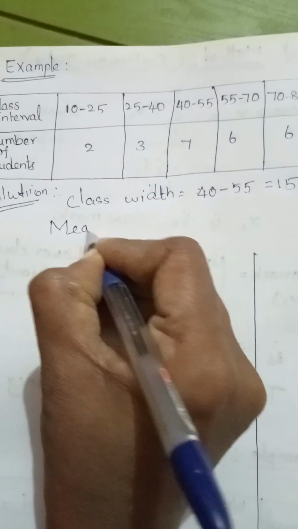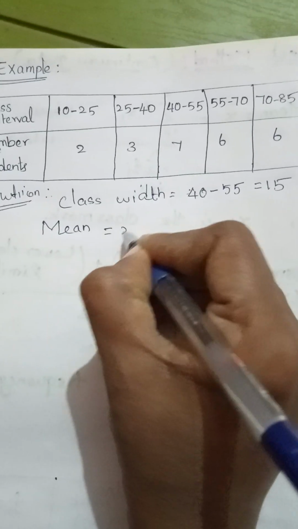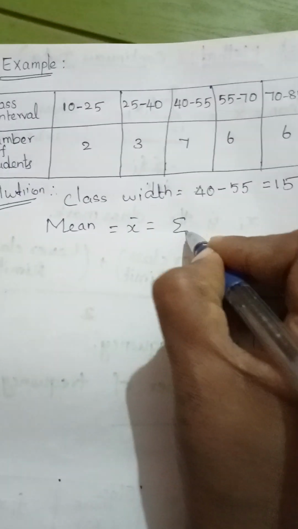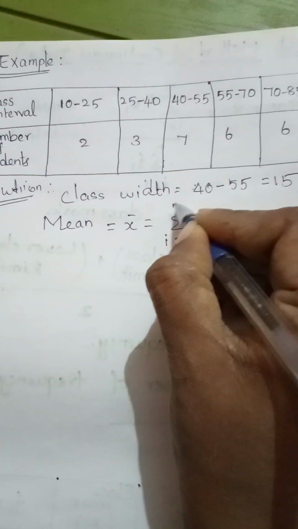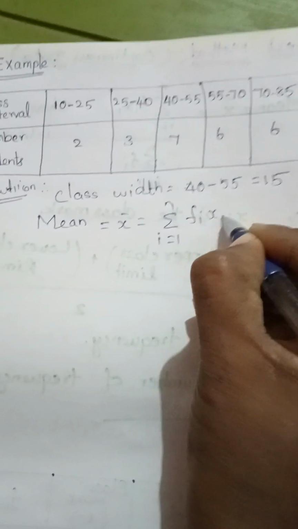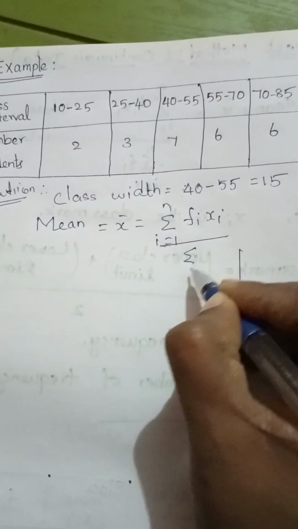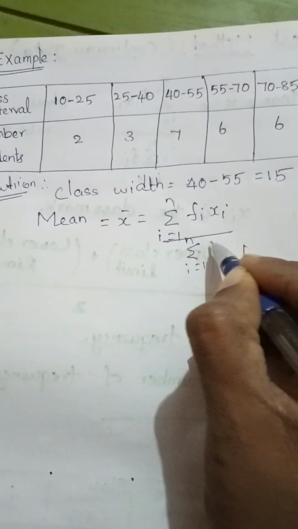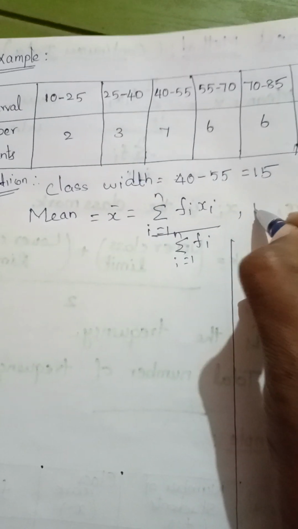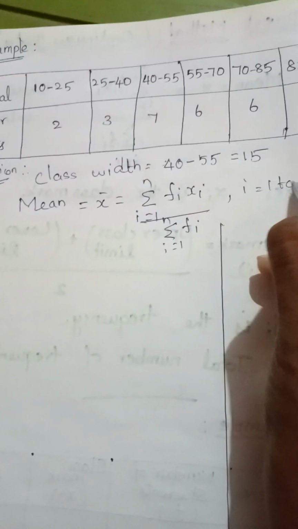Next, you know the formula: mean equals x bar equals summation i equals 1 to n of fi into xi, divided by summation i equals 1 to n of fi, where i varies from 1 to n. First you draw the table.